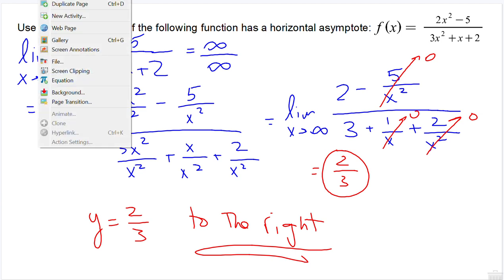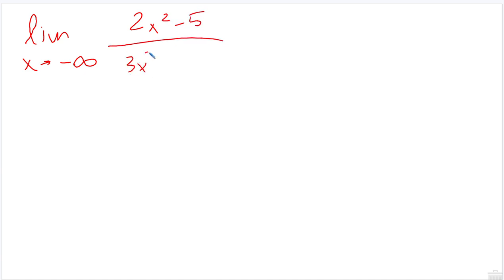So since I'm kind of out of room here, we'll do a new page. A limit as x approaches negative infinity. Let's see here. I've already forgotten what it was. It was 2x squared minus 5 over 3x squared plus x plus 2. Now we're going to follow the exact same process. I'm just going to divide everything by x squared.